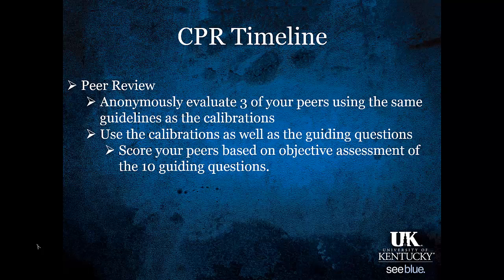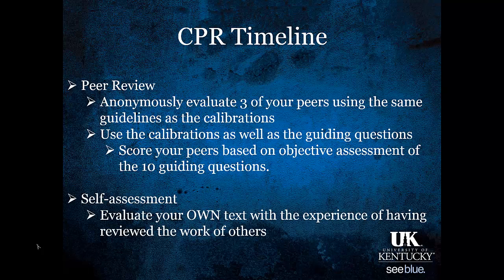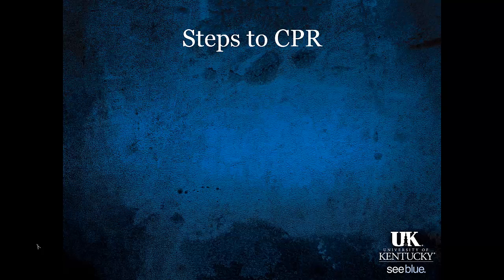This entire setup is anonymous, and then you'll evaluate those 3 papers using the same guidelines as you did in the calibrations. You'll score your peers based on a very objective assessment of the 10 guiding questions, and then you'll be taken to a self-assessment where you'll be given your own text, the paper that you submitted. Now that you've understood and experienced all these different styles of writing and all these different qualities of text, you can evaluate your own text and give yourself a grade that is more informed than when you first started, hopefully.